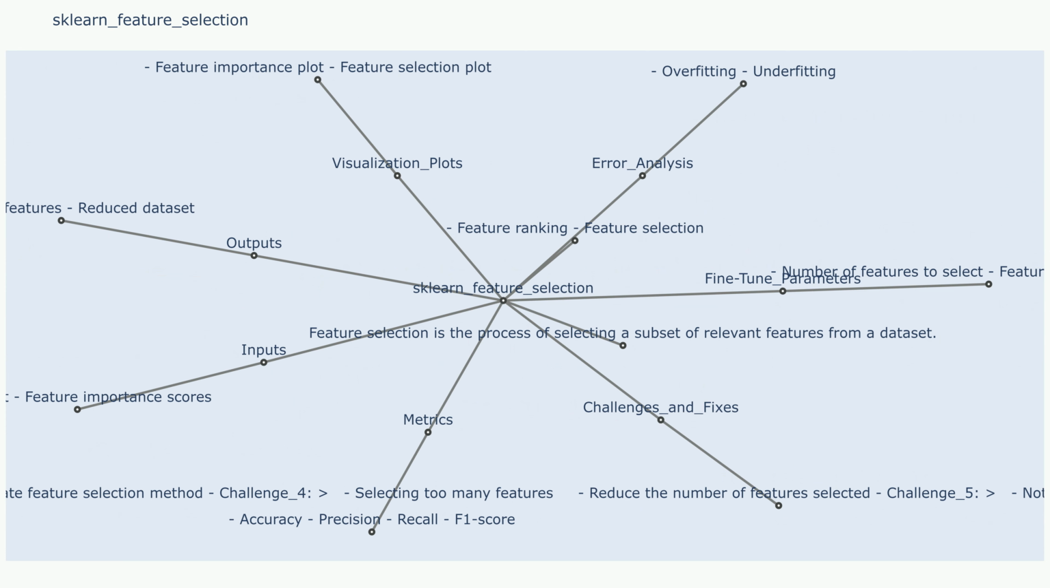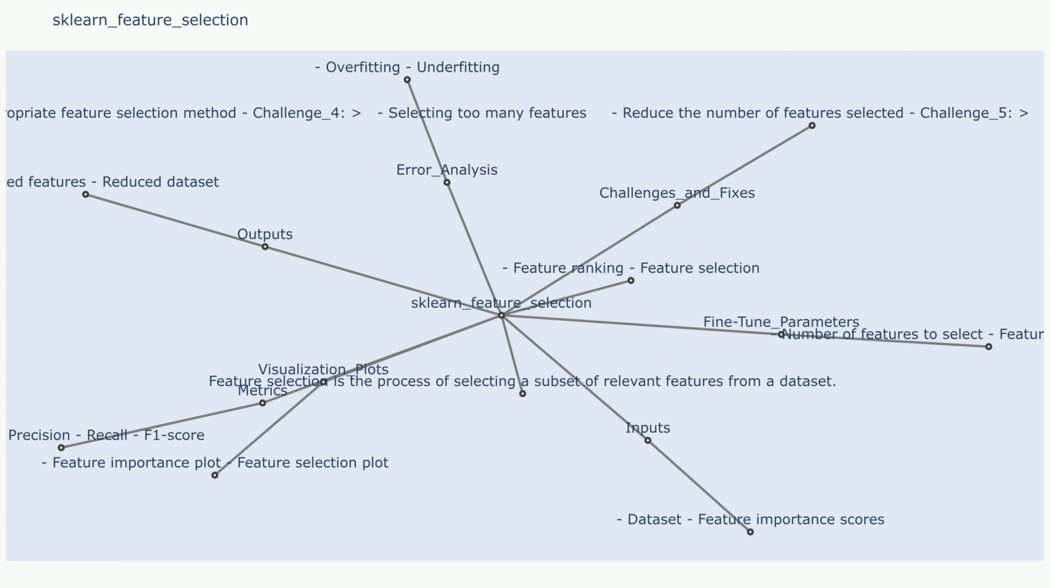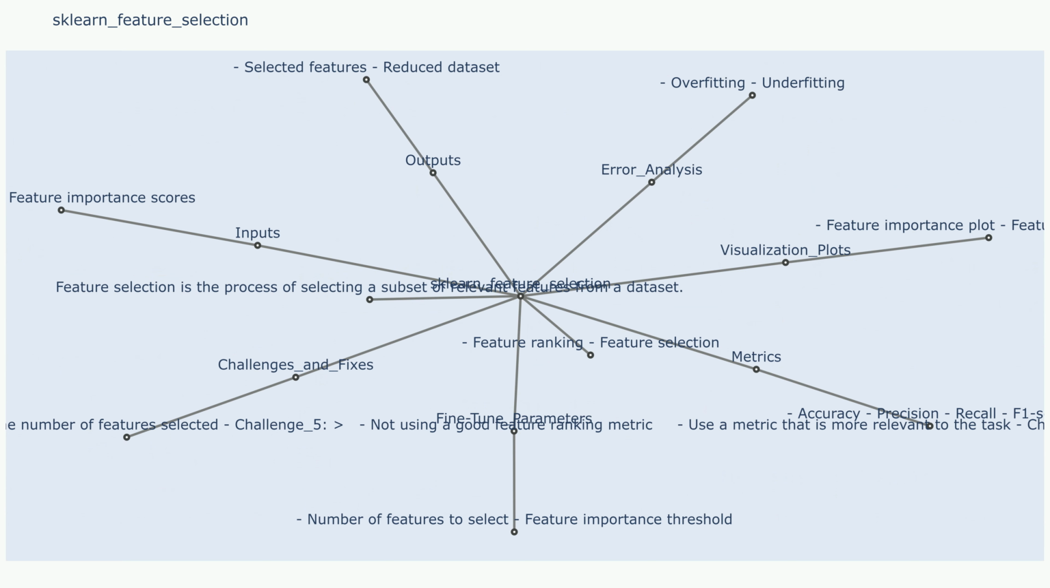Accuracy: the proportion of correctly classified instances, often used to evaluate the performance of the model after feature selection. F1 score: a harmonic mean of precision and recall, useful for evaluating the performance of models on imbalanced datasets. Area under the curve (AUC): a measure of the overall performance of the model, especially for binary classification problems.